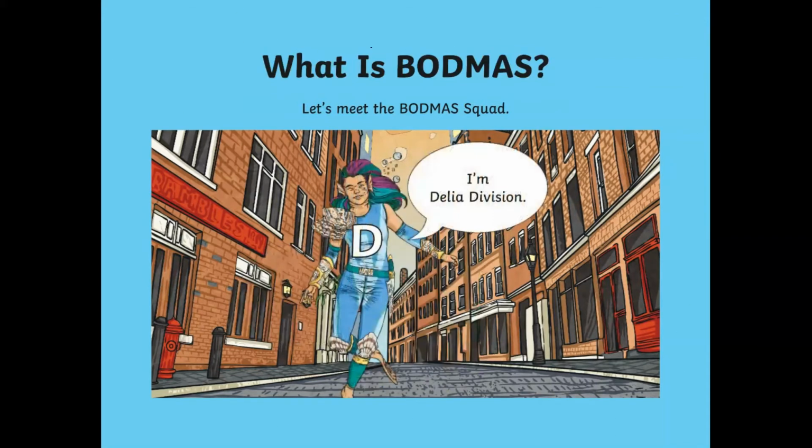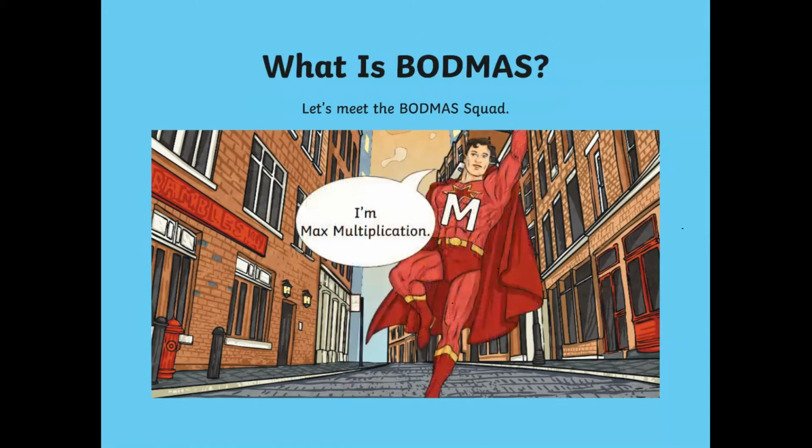Okay. The third squad member is Delia Division. Okay, so that's obviously the D in Bodmas. She's the third member, and then we've got Max Multiplication.